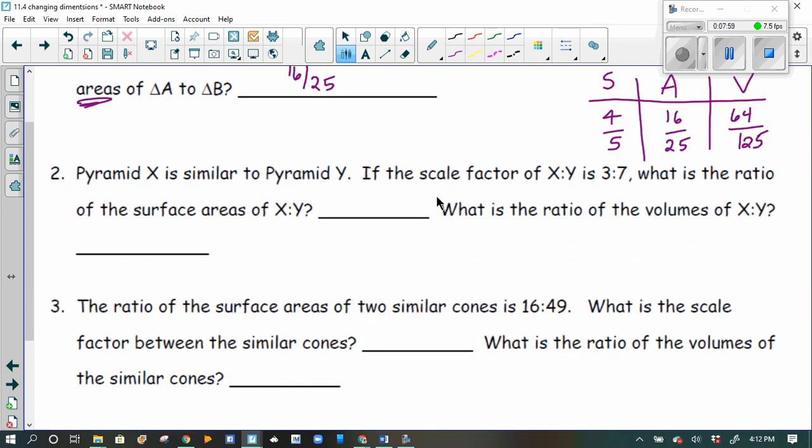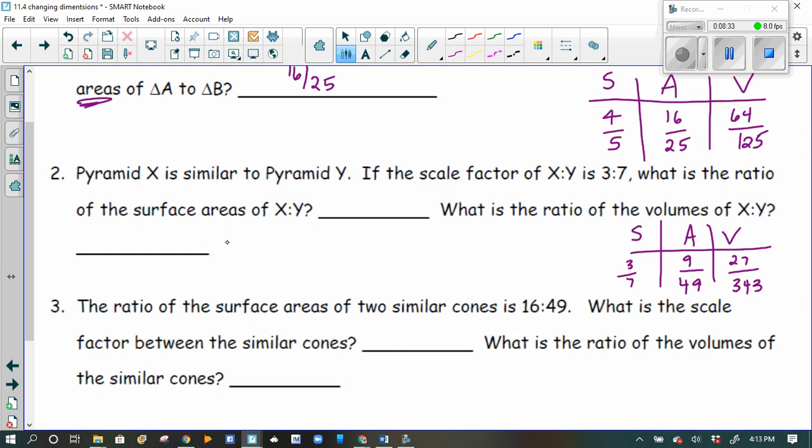So now I have two pyramids. Don't care about their sizes or their actual dimensions. It says pyramid X is similar to pyramid Y. If the scale factor of X to Y is 3 to 7, then 3 squared is 9, 7 squared is 49. 3 cubed is 27, 7 cubed is 343. So I have my three columns.